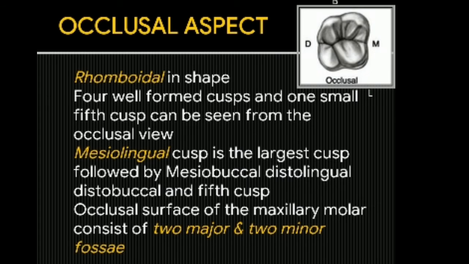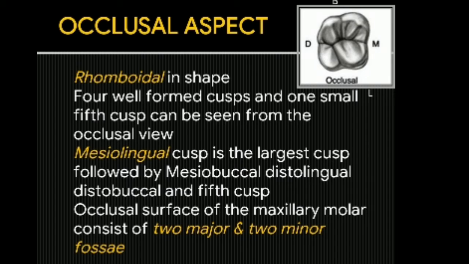Next, the most important occlusal aspect. Here is the distal aspect, here the mesial aspect, lingual, and then upper buccal aspect. Crown is rhomboidal in shape, and 4 well formed cusps and one small fifth cusp can be seen from this view. Mesiolingual cusp is the largest cusp, followed by mesiobuccal, distolingual, distobuccal and the fifth cusp.